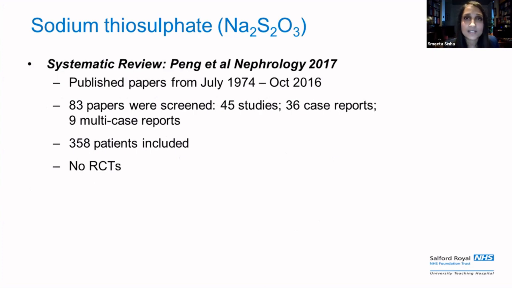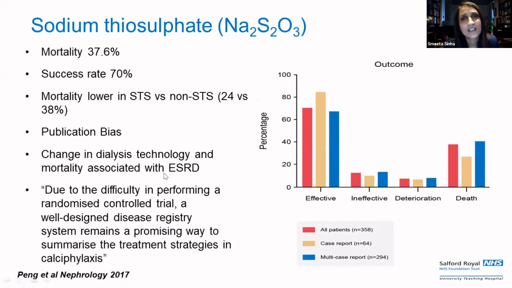So this is a systematic review from 2017. They looked at loads of papers, 83 papers screened, 45 studies, but look at the volume: 36 case reports, 9 multi-case reports, 358 patients, but no RCTs. They found a high mortality, but interestingly, they reported a 70% success rate of sodium thiosulfate with lower mortality.